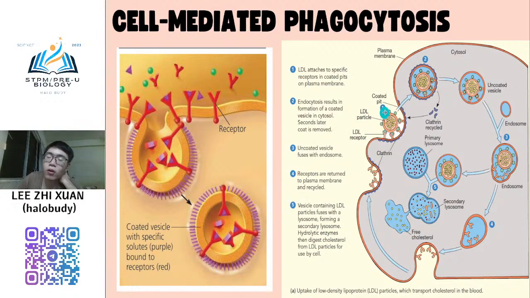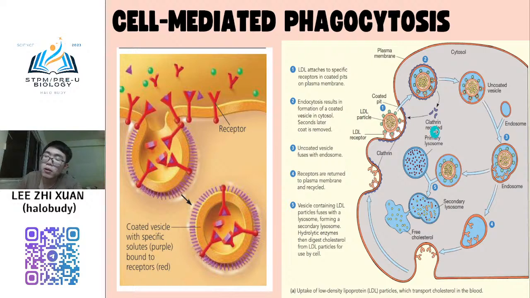Once the LDL particle, the cholesterol, comes to this cell, because it has the LDL receptor, it will bind to it. Once it binds to the receptor, it will start the endocytosis process. It will pinch off the particle and form the coated vesicle, and after that it will form the uncoated vesicle.